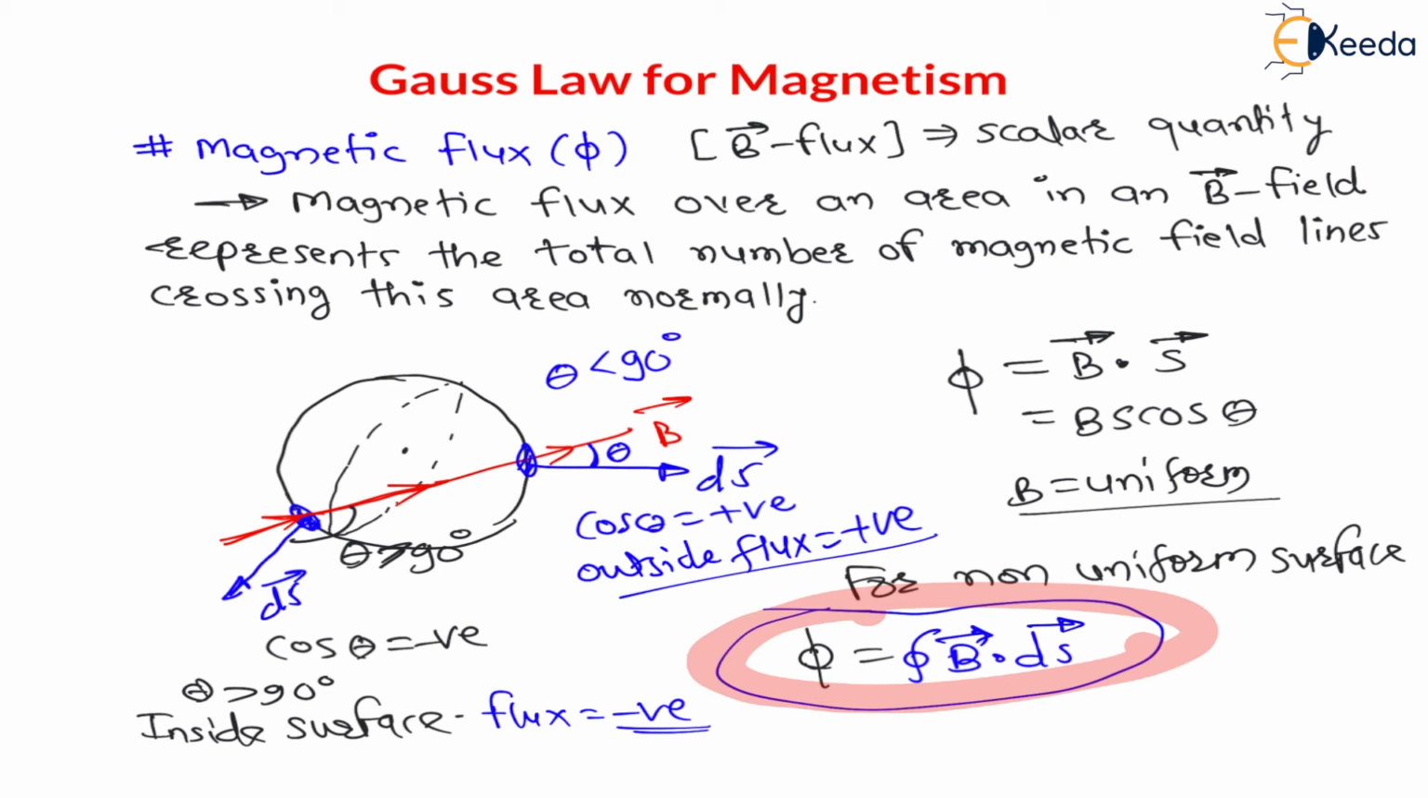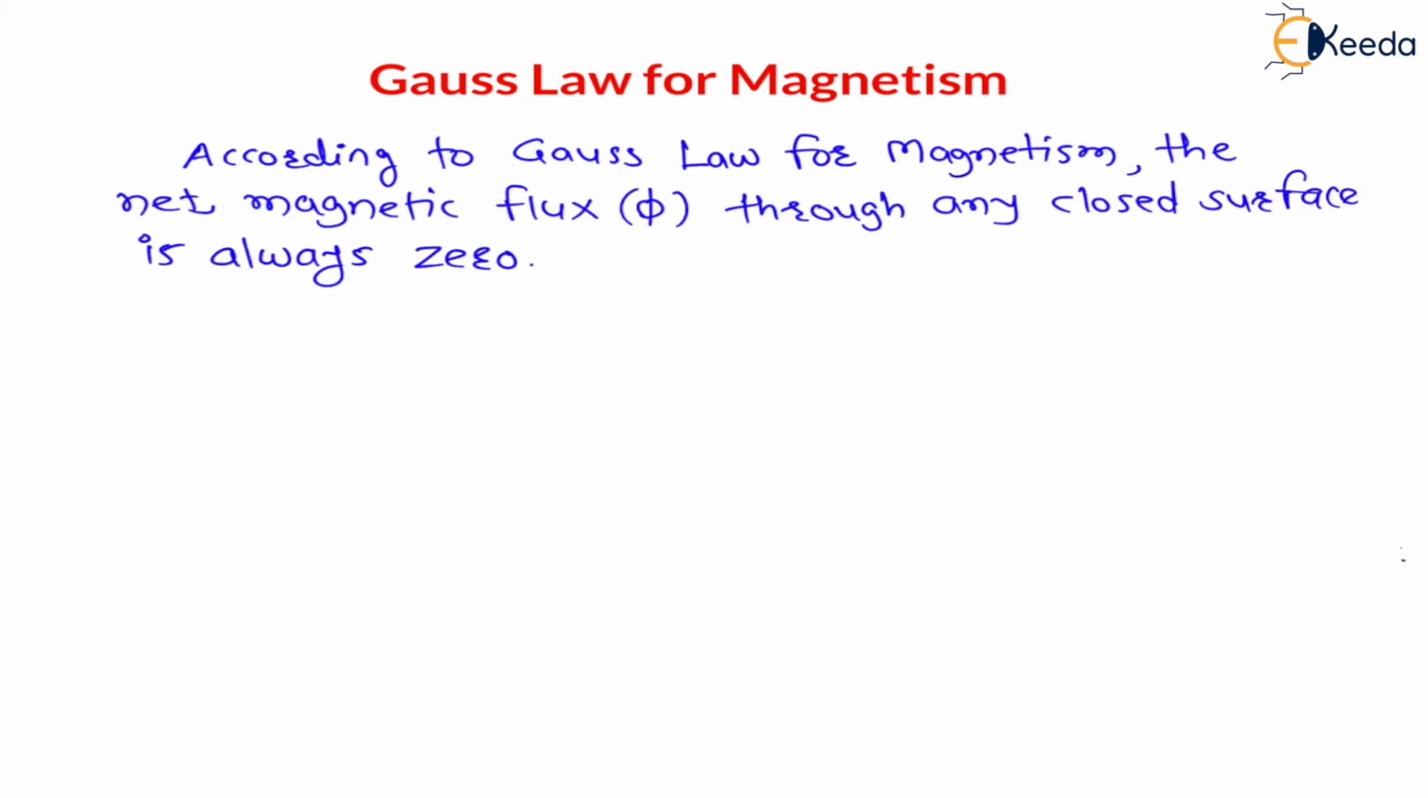Now let us understand the Gauss law of magnetism. Now write down the Gauss law of magnetism. According to Gauss law of magnetism, the net magnetic flux, here we are discussing the net magnetic flux, not magnetic flux. It is the net magnetic flux, meaning the addition of all inside as well as outside. The net magnetic flux through any closed surface, the surface must be closed, very very important. The surface must be closed, then only this law is applicable. The net magnetic flux through any closed surface is always zero.